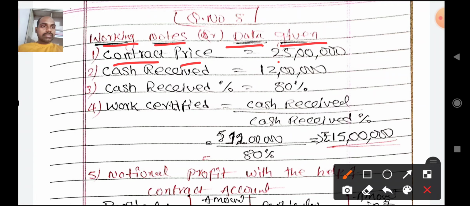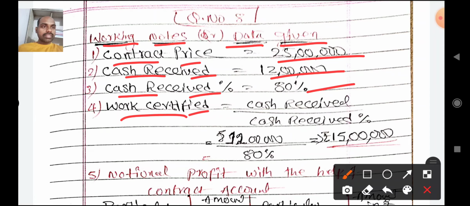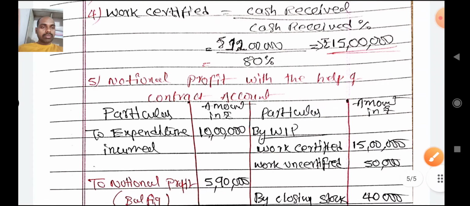Contract price 25 lakhs, cash received 12 lakhs, cash received percentage 80%. Work certified is equal to cash received divided by cash received percentage. So 12 lakhs divided by 80%, it will be 15 lakhs. Till here no problem, I think.